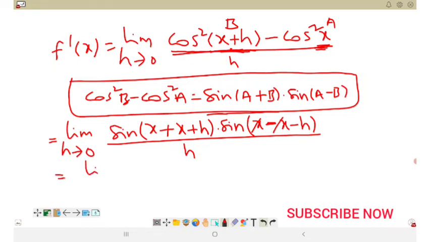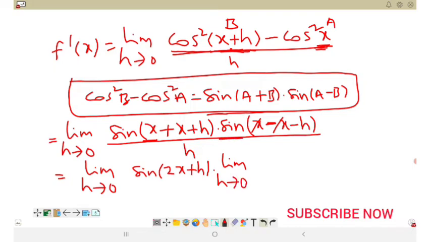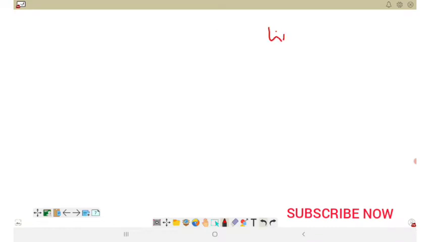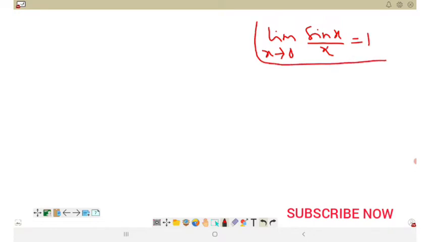Now write here limit h tends to 0, sin of 2x plus h, into limit h tends to 0, sin of minus h by h. So limit x tends to 0, sin x by x formula: sin x by x is equal to 1.